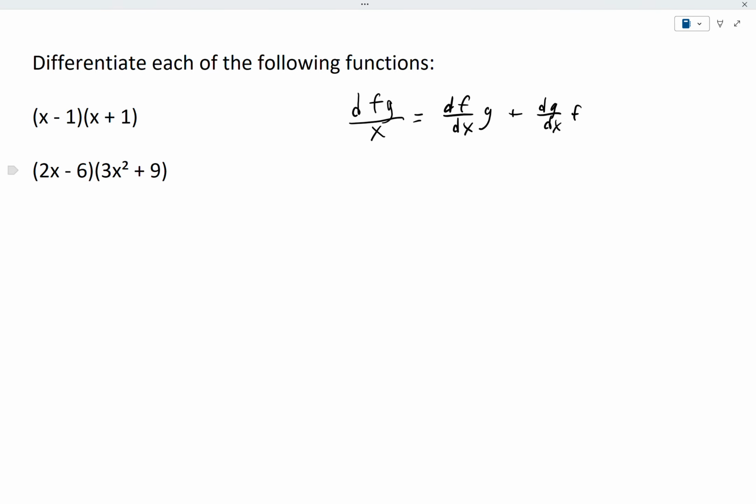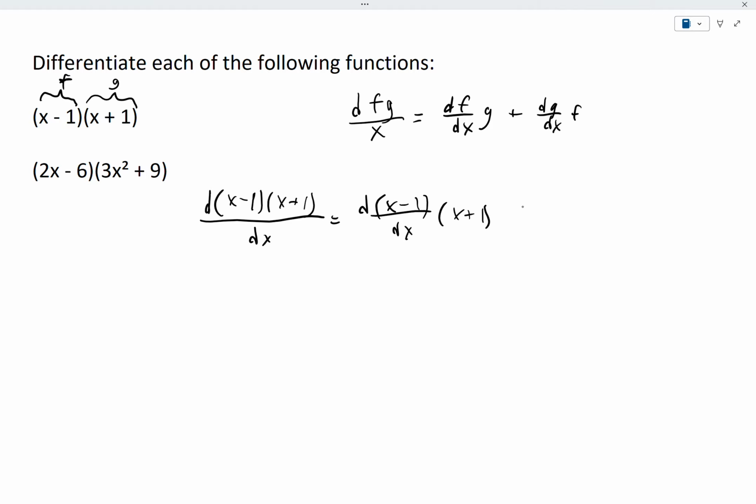So all that you need to do is recognize, okay, this first function right here is going to be f, and this function right here is going to be g. And then you just apply the rule. So the derivative of x minus 1 times x plus 1 with respect to x is just going to be d(x minus 1) with respect to x times x plus 1 plus derivative of x plus 1 with respect to x times x minus 1.